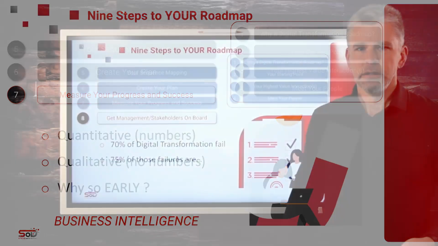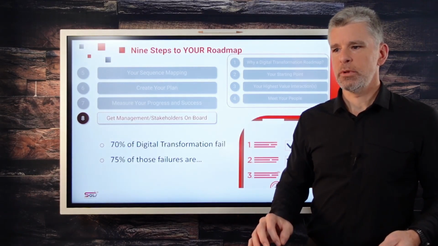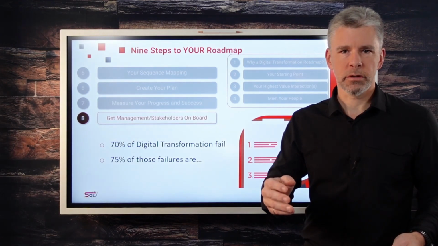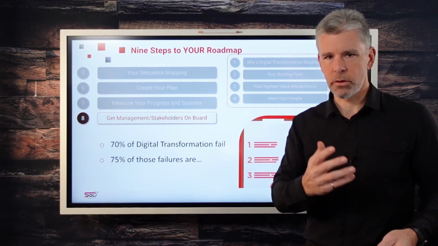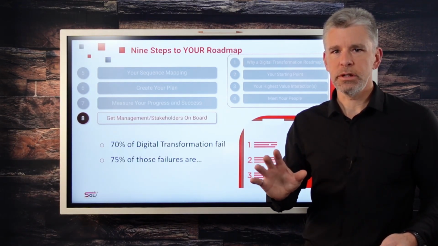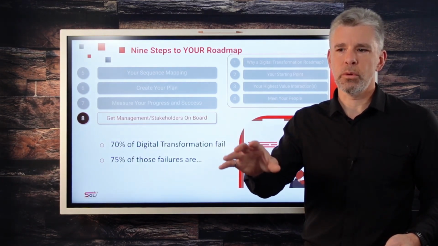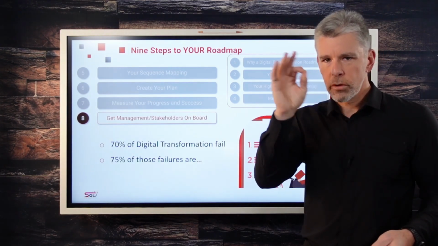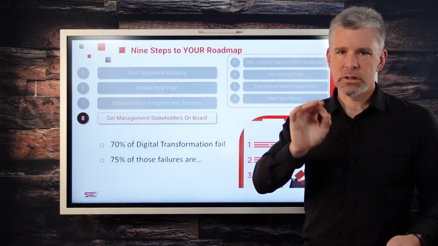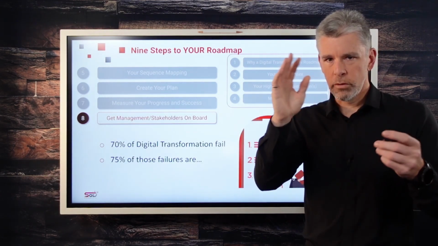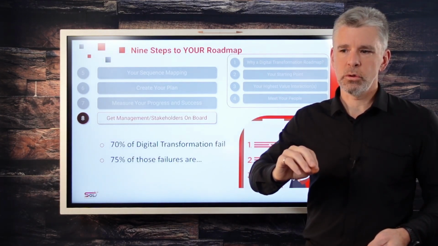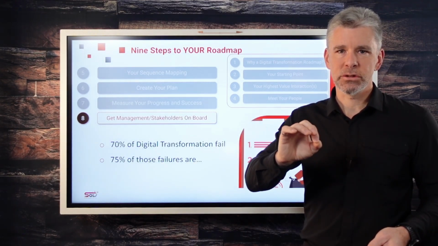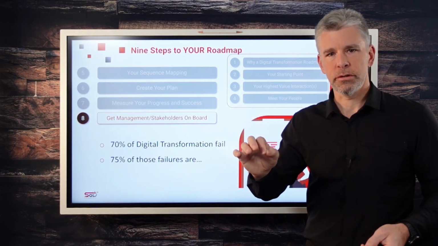So step number 8, get management stakeholders on board with your transformation. Whether you are or are not management within your company, you need to support it. They need to support it very, very well. Two statistics that are scary: overall, 70% of transformations fail, and 75% of those failures are because the management team didn't support the transformation well enough.